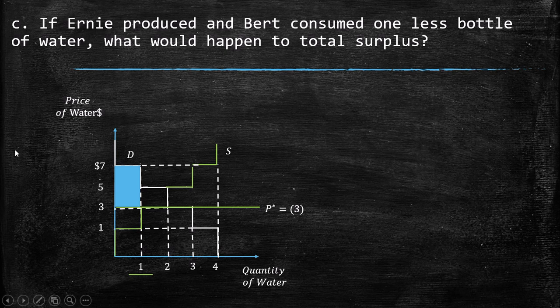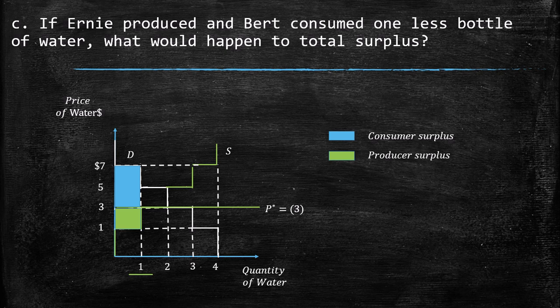Here the surplus is going to be this one. Why? Because this is just one bottle, one less consumed, and instead of paying $7, in this case Bert will pay $3. So this is going to be the consumer surplus. In the other case, the supplier will sell at the price of 3 instead of selling at the price of 1. So this is going to be the producer surplus.